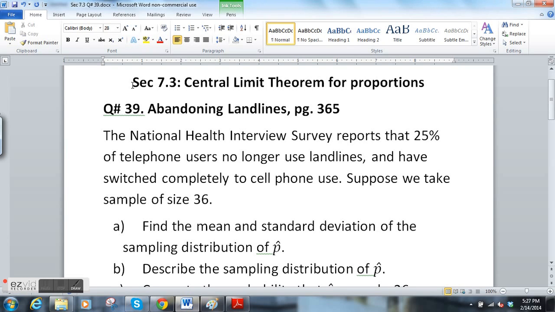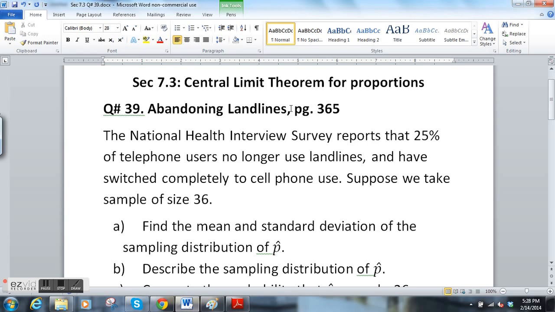Okay, here we are, section 7.3, the central limit theorem for proportions. These can be a little bit tricky because you have probabilities and proportions, and it can get confusing for some people. But here's an example. Question 39, this is on page 365.